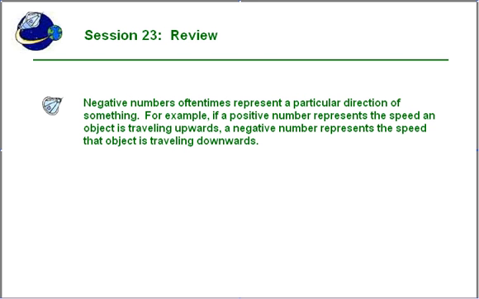And that's all our review here tells us, is that negative numbers oftentimes represent a particular direction of something. For an example, if a positive number represents the speed an object is traveling upwards, a negative number represents the speed or velocity that an object is traveling downwards. That's it then. Session 23, using negative numbers within problems that have multiple operations within them.